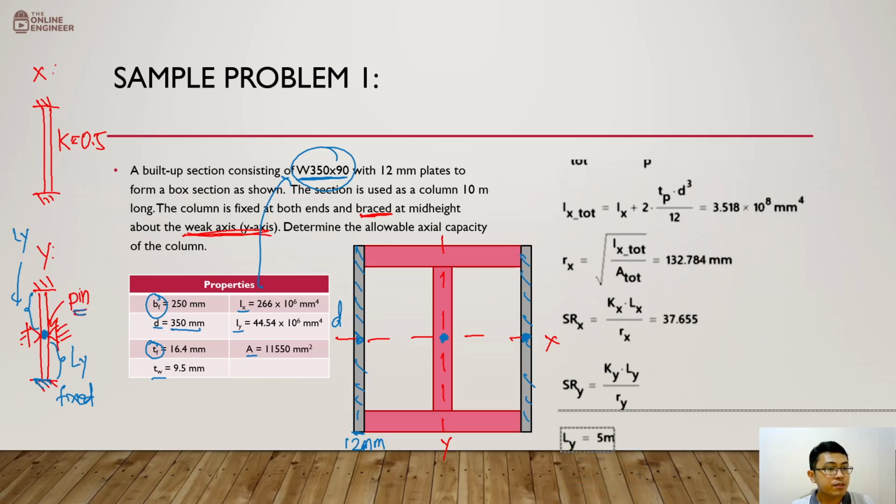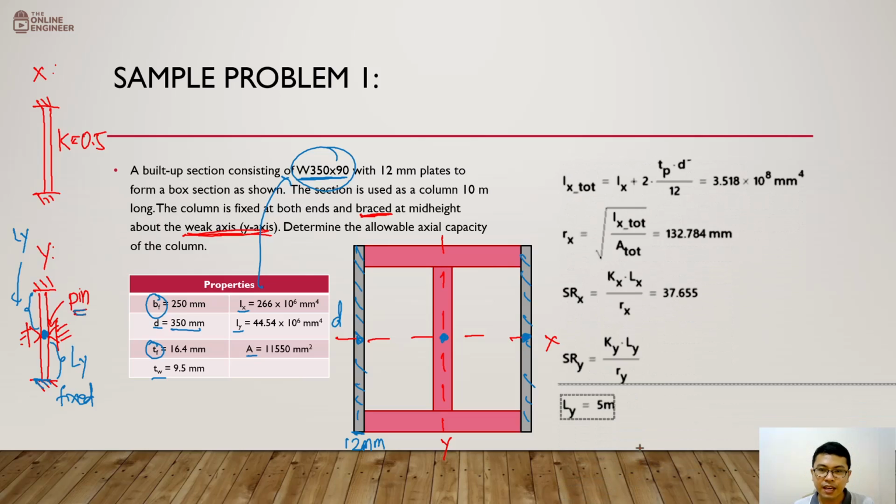And the reason for this is what? Okay, so we consider again our problem, and we see here that we have the bracing at the mid-height about the weak axis. So our Ly is just 1/2 of our total length. That is why we have our Ly equal to 5 meters. All right, so let's proceed. We have Ky, that's 0.7. Ly is equal to 5 meters.